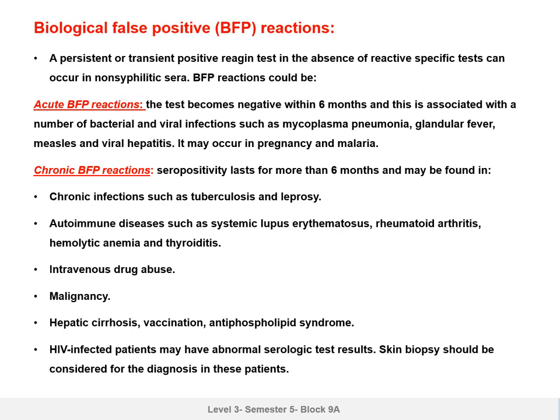There are biologically false positive reactions, a persistent or transient positive reagin test in the absence of a reactive specific test. They can occur in non-syphilitic conditions, acute and chronic. Acute ones include mycoplasma pneumonia, glandular fever, measles and viral hepatitis. It may also occur in pregnancy and malaria. Chronic biological false positives occur with chronic infections such as TB, leprosy, autoimmune disease, intravenous drug abuse, malignancy, hepatic cirrhosis, and HIV-infected babies.